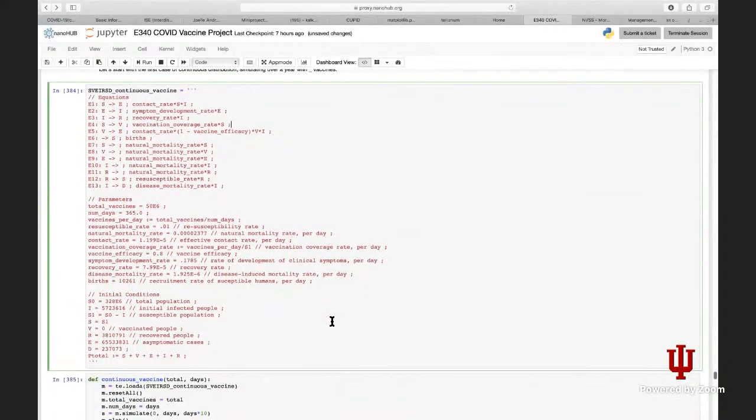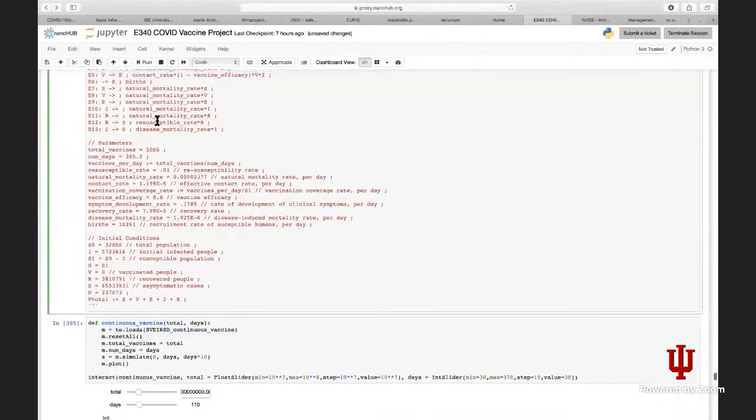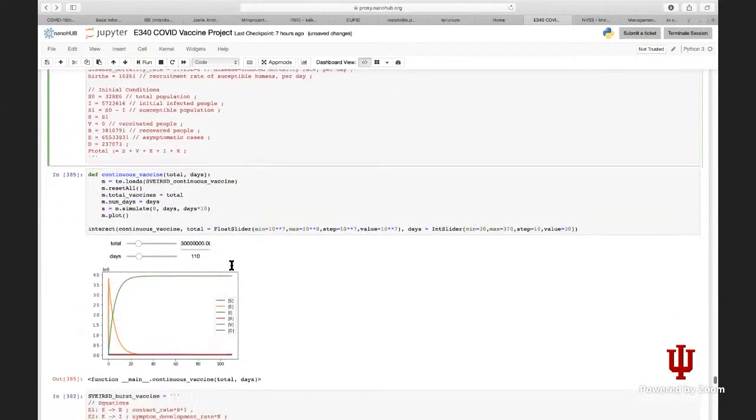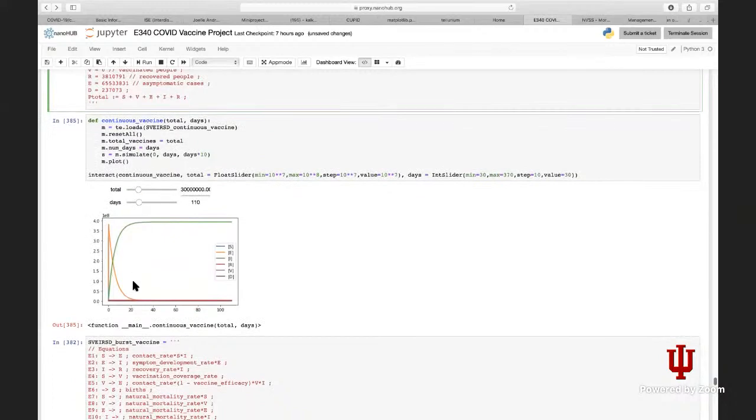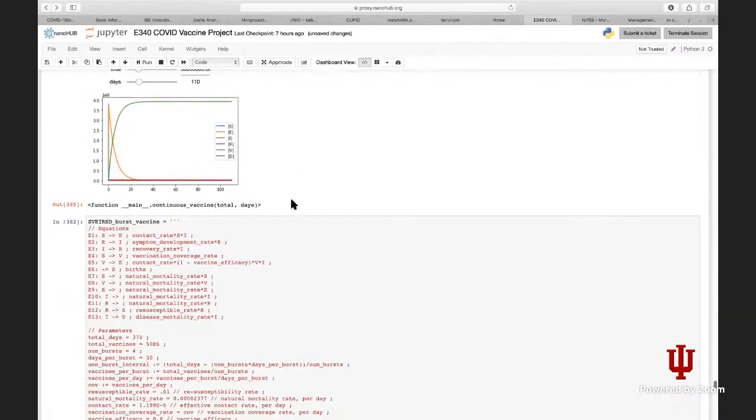So then in theory, I just adjusted the model by including a total number of vaccines and a number of days that we're going to simulate, then calculating the vaccines per day, and then using that to get the vaccination coverage rate. But as you can see here, when we try to run this, we have a lot of infections. So something needs to be reworked there, and I have a couple ideas for it.